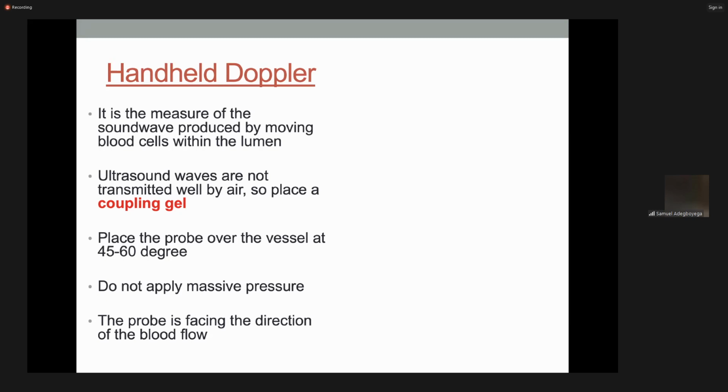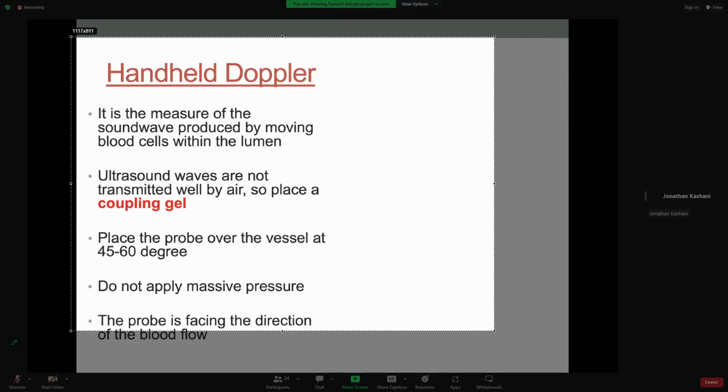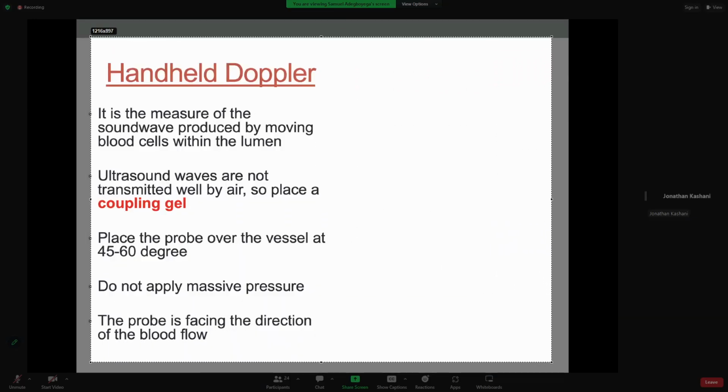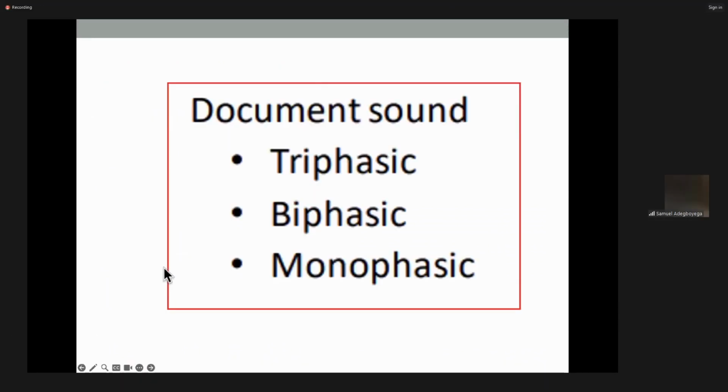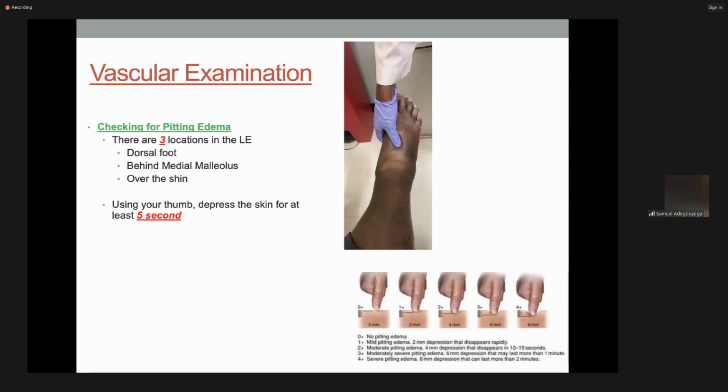Anyone? 45? Can I do 90? No. No. Can I do 75? No. No. Good. So it's 45 to 60, right? 45 to 60. Very important. Okay. Edema, you guys know this already, right?